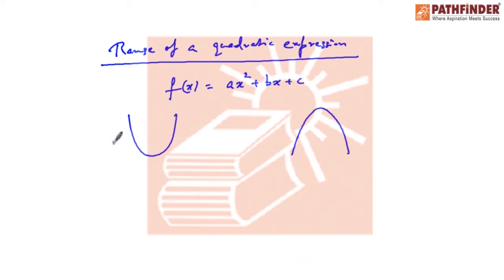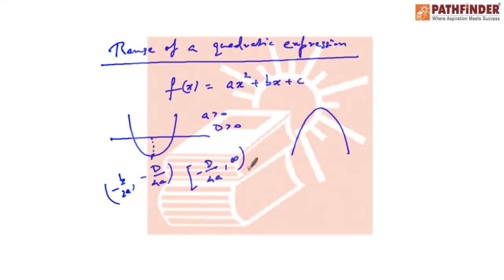For example, if you have a graph like this, a positive, d positive, then minus b by 2a comma minus d by 4a gives you the coordinates of the vertex. So of course the minimum value of this expression is minus d by 4a and the maximum value tends to infinity. So in this case we'll say closed minus d by 4a comma infinity open will be the range. And similarly, if a is negative and d is positive, we would say minus infinity open comma minus d by 4a closed is going to be the range.